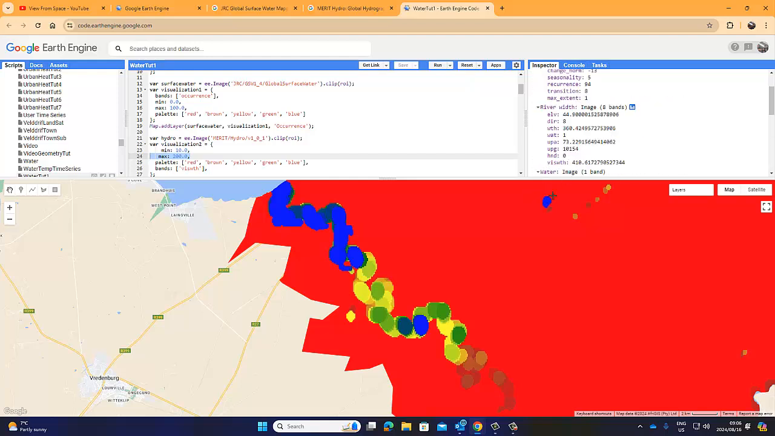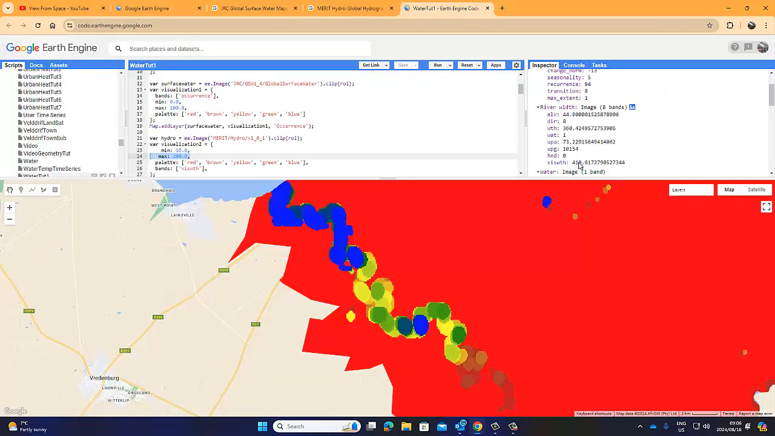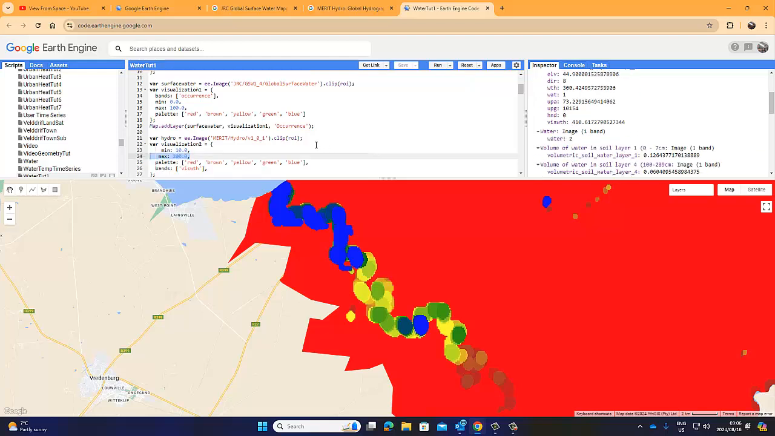So the width of that dam is 410. What's the other difference between the width? River channel width at the channel center lines. So it's just semantics, really, the difference. Not too much. Okay, so that's that particular one.